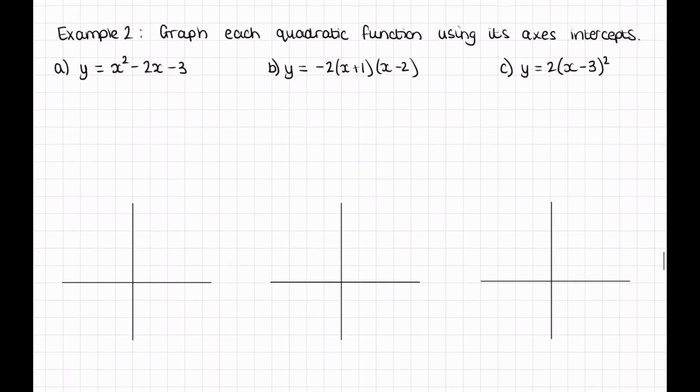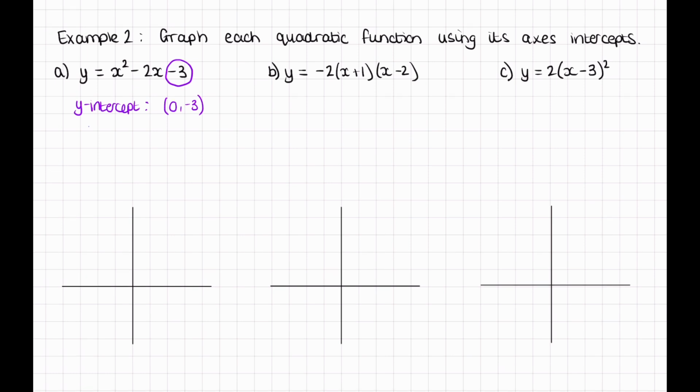Example 2. Graph each quadratic function using its axis intercepts. Our axis intercepts mean we need to find the y-intercept and the x-intercepts. With this first equation, y equals x squared minus 2x minus 3, we have it in the first form, which means our c value, the minus 3, is the y-intercept. So our y-intercept is going to be at 0, negative 3. Then we need to find our x-intercepts. It is not in a form where we know them, so we need to factorise it or solve by the quadratic formula, whichever way works best for you.